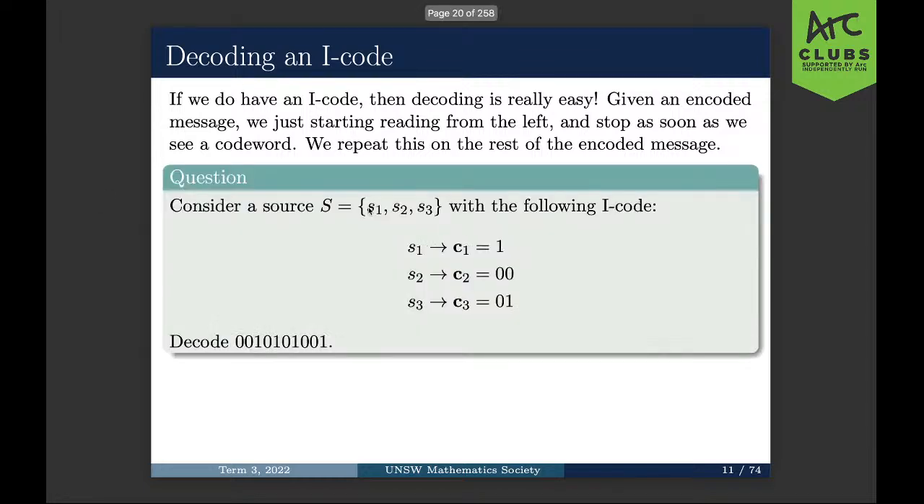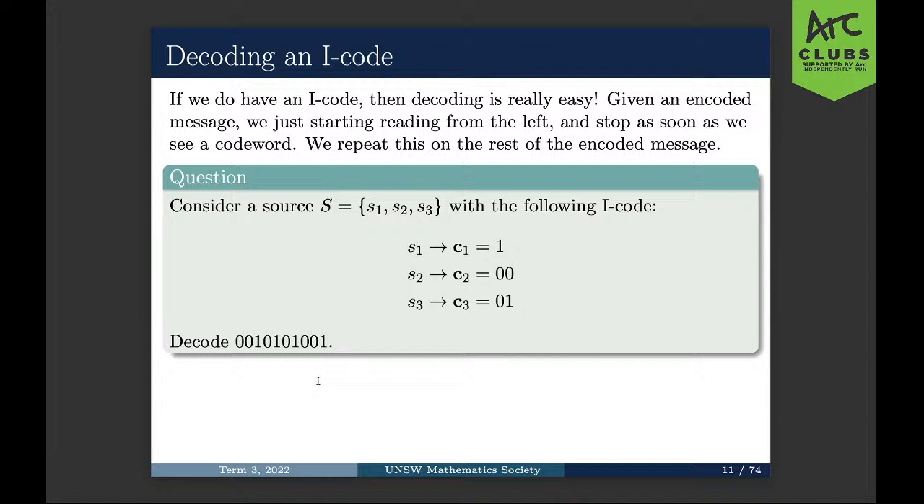So yeah, here's a question. Consider the source, 3 symbols, and they have the following code words: 1, 0, 0 0, 1. We're told that this is an I code, and it is. None of the code words are prefixes of another. The question is to decode this message here: 001 01 01 001.